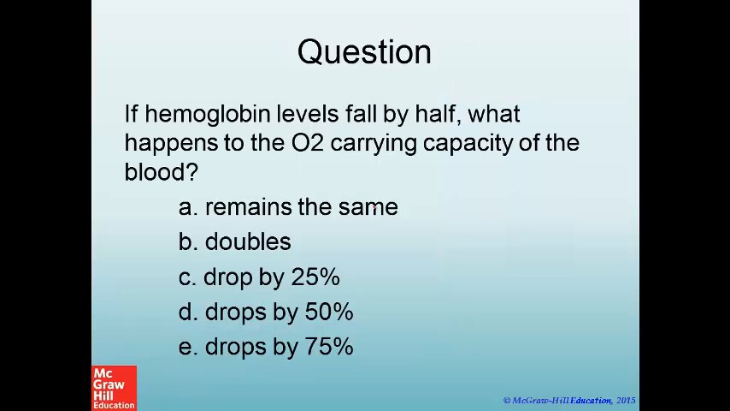So if your hemoglobin level falls by half, so from 15 down to 7.5 grams per deciliter, what happens to the oxygen carrying capacity of the blood?